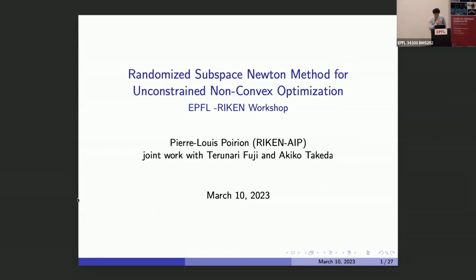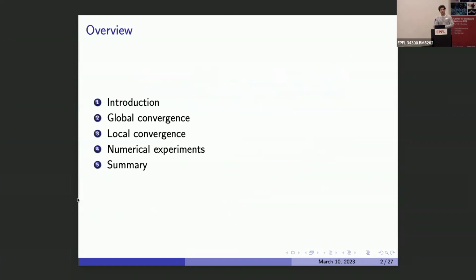Today I want to speak about joint work with Teruani Fuji and Akiko Takeda from the University of Tokyo. The idea is that we want to use the Newton method, but on a random subspace. Instead of having this Newton method on the full space, we want to reduce the size of the problem by considering a random subspace at each step and see what we can do with that.